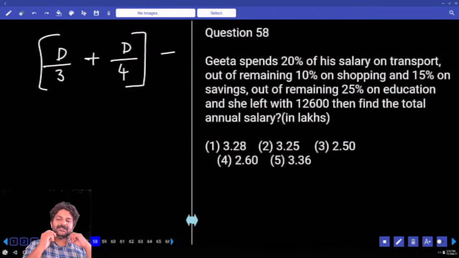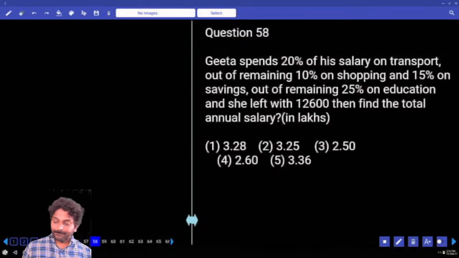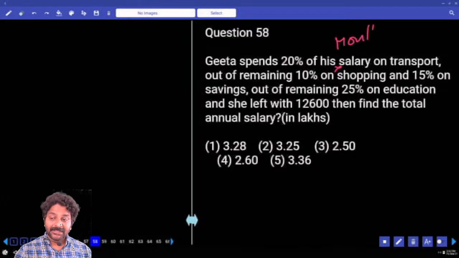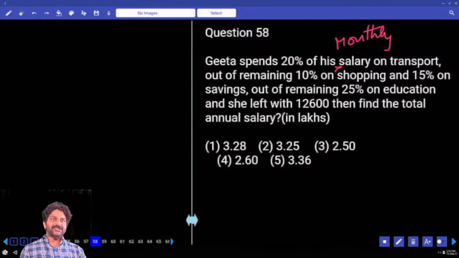Geeta spends 20% of his salary on transport, out of the remaining 10% on shopping and 15% on savings, out of the remaining 25% on education. She is left with 12,600, then find the total annual salary. Something is missing here. Geeta spends 20% of his monthly salary. Monthly needs to be mentioned there; monthly is missing.